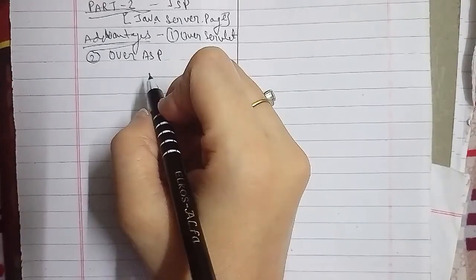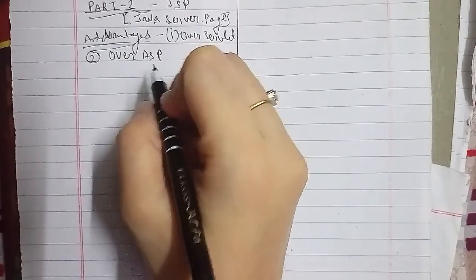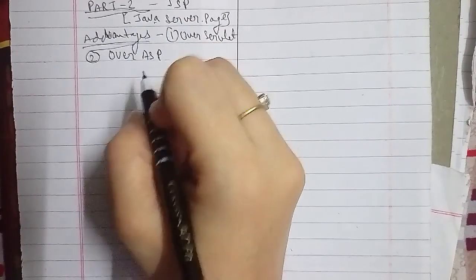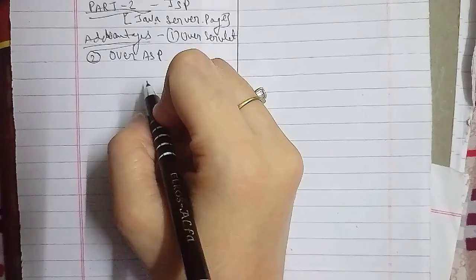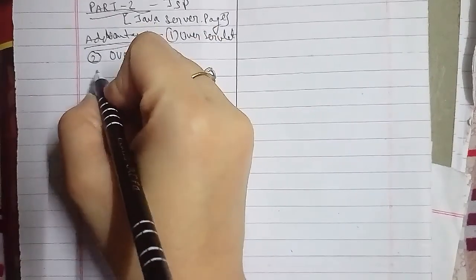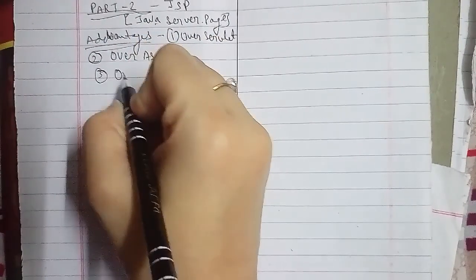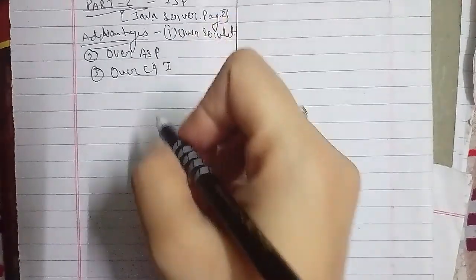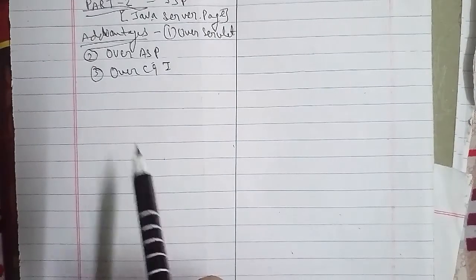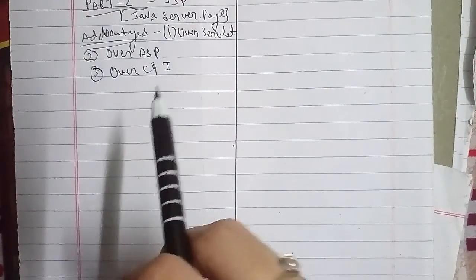For the third one, we have the advantage over CGI. Over CGI, the performance of JSP is significantly better than CGI, because JSP allows the Java code to be embedded directly in the HTML file instead of having a separate CGI file. So these were the 3 advantages of JSP that we had to discuss.